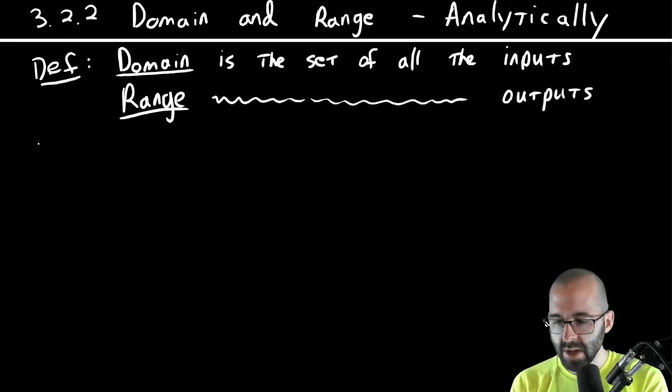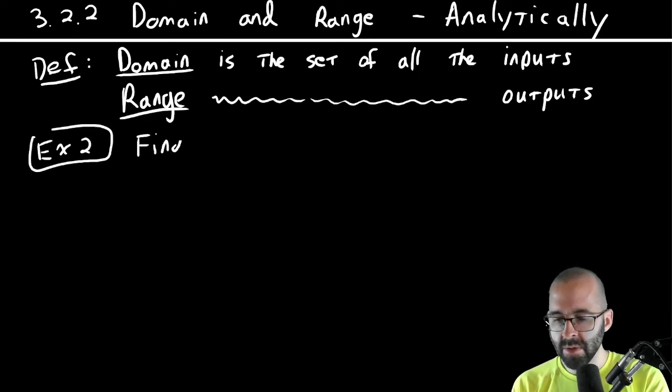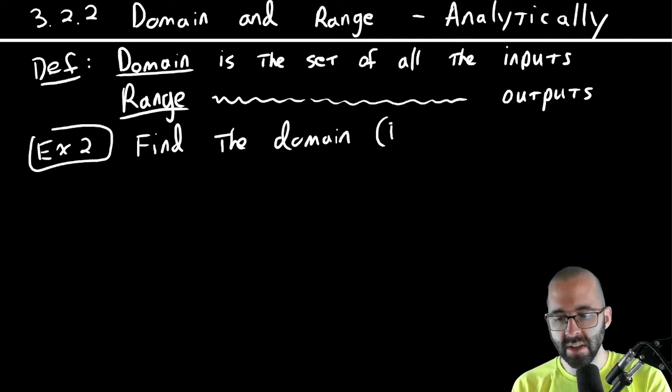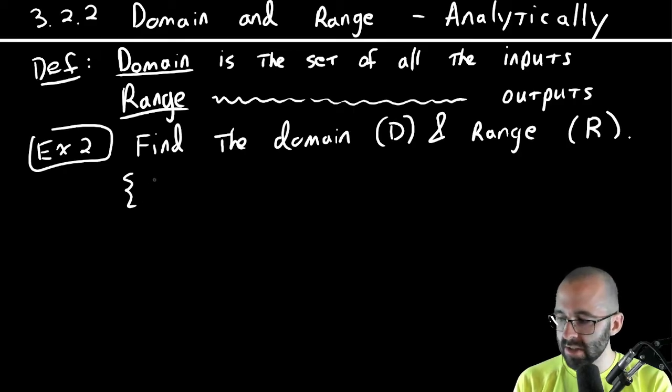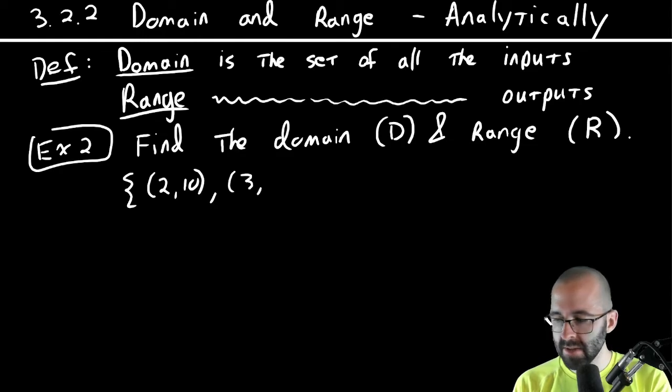Okay, so let's start with example 2. Find the domain and range. Oftentimes, I'll abbreviate this D. And range, I will often abbreviate it, you guessed it, R. R, not D. For the relation that's given by the ordered pairs (2, 10), (3, 10), and (4, 20).